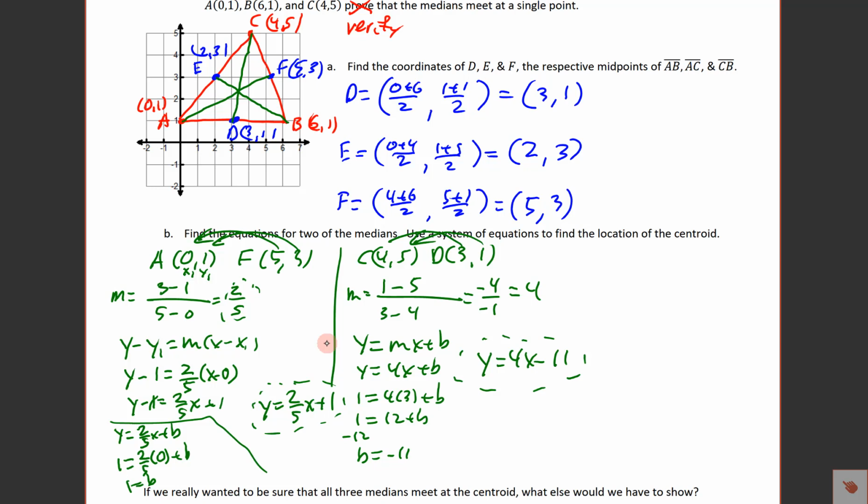Okay. All right, so how do we find the centroid? Mason? And now we just do our two equations, two unknowns. Okay, so here's what we've got. I'm going to draw a line right here, and this is what we have. We have an equation that says y equals 2/5 x plus 1, and another equation that says y equals 4x minus 11.